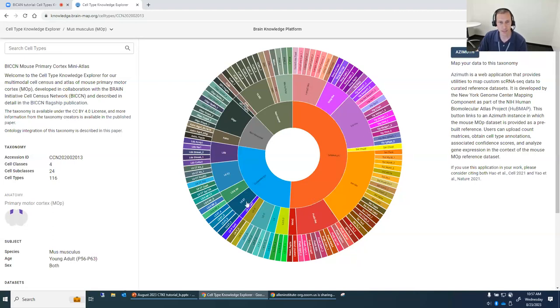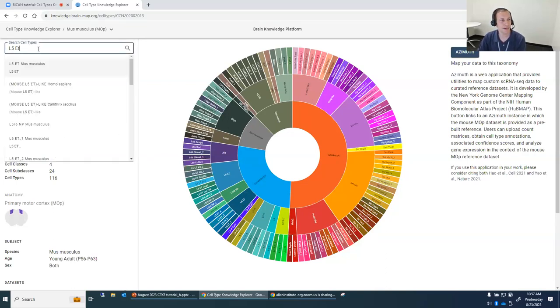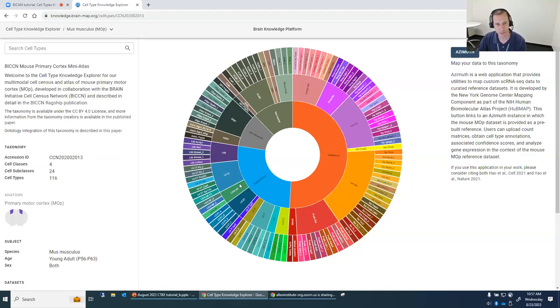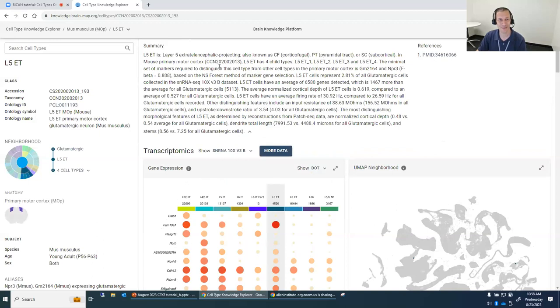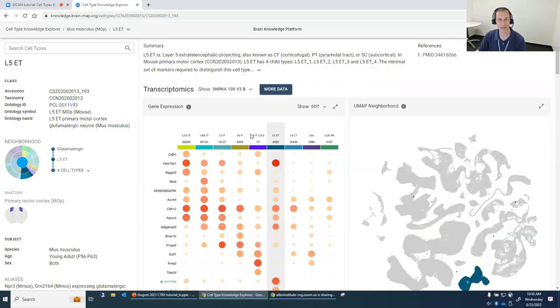So as an example, I'm going to go to the cell type knowledge card for layer 5 ET by clicking right here. And again, as a reminder, you could also type L5 ET up here, and that will get you to the same place. Okay, so this is what we call a cell type knowledge card for layer 5 ET. If you want to know what layer 5 ET stands for, you can read the summary up here: layer 5 extratelencephalic projection neurons. There's a variety of other names for it, which are listed here, along with some other information in text form about this cell type.